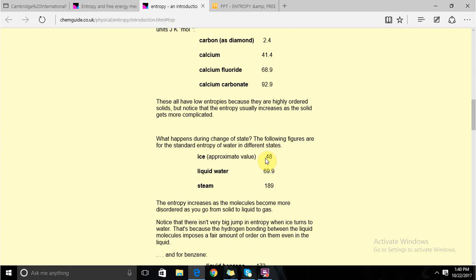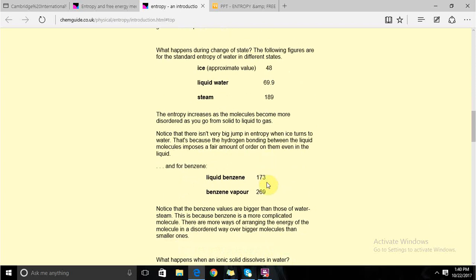And the entropy increases as the molecules become more disordered as you go from one state to the next. And notice that there isn't a very big jump in entropy when ice turns to water. What is the reason for this? That is because the hydrogen bonding between the liquid molecules imposes a fair amount of order on them even in the liquid state. And for benzene, liquid benzene is 173 and benzene vapor is 269.